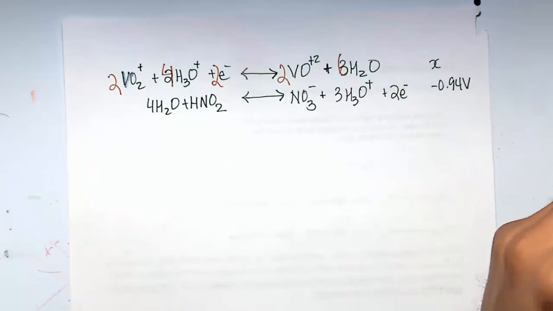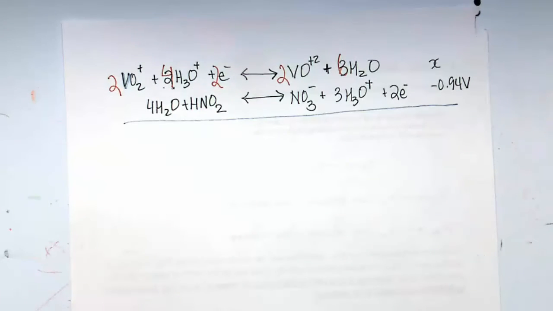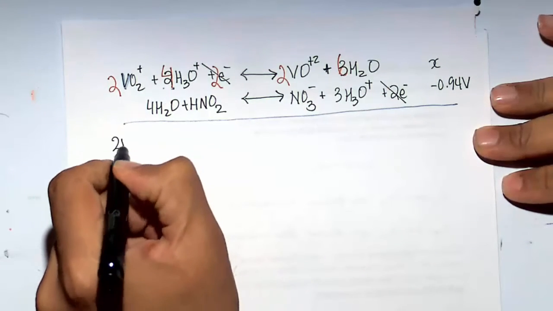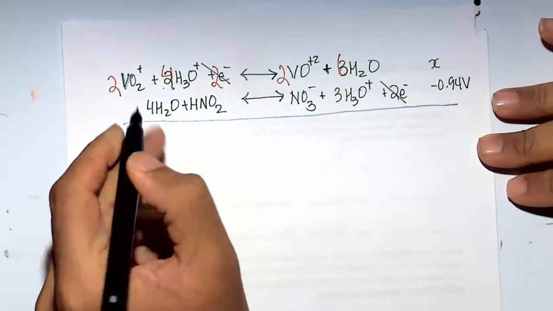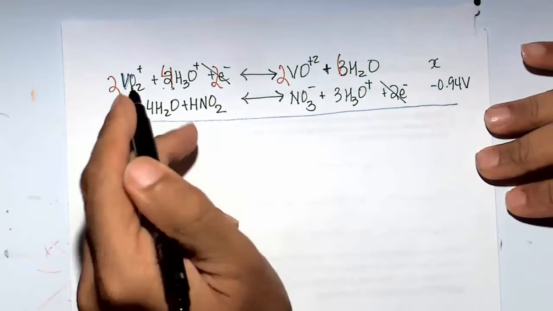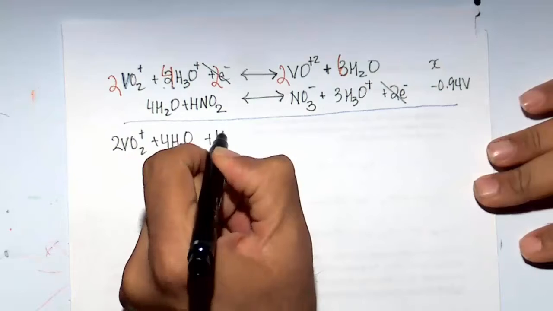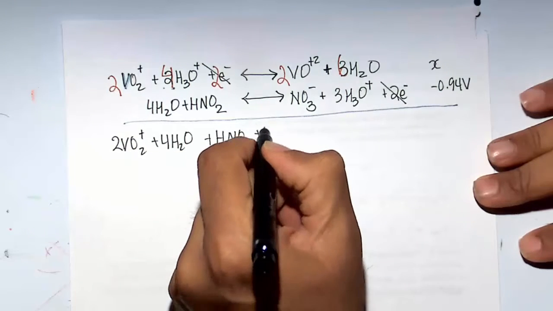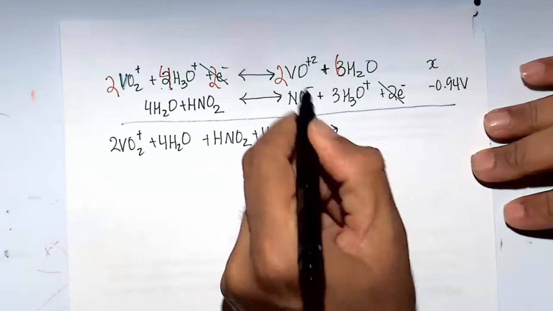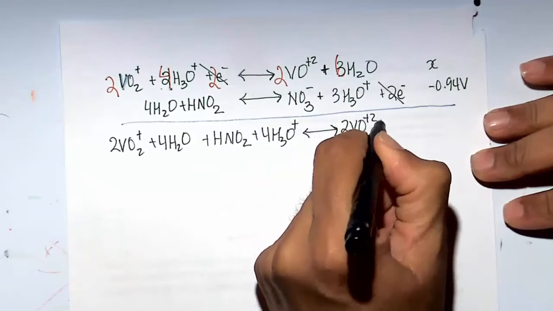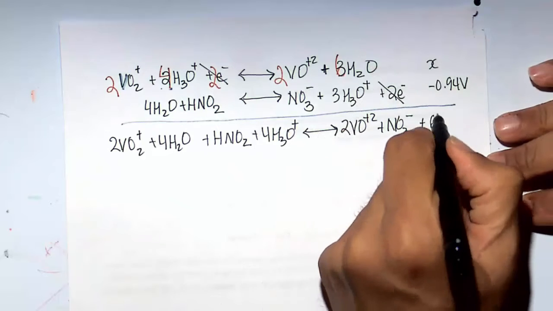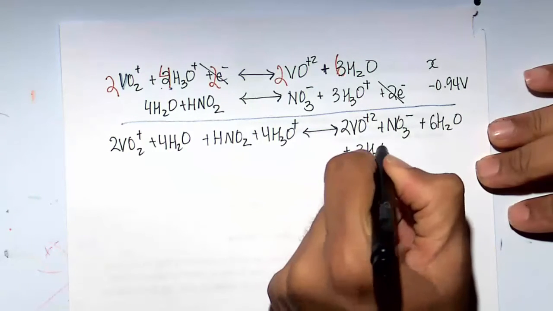And let's see what can cancel out. So adding the cathode and the anode together, we have successfully canceled out our electrons, so our net is going to be 2 VO2+ plus 4 H2O, which should cancel with that H2O, plus HNO2, and plus 4 H3O+, which should cancel with that H3O+, and that's going to give us 2 VO2+ plus NO3- plus 6 H2O plus 3 H3O+.